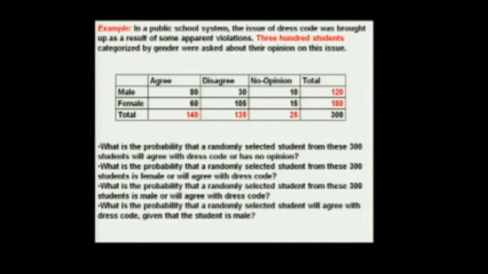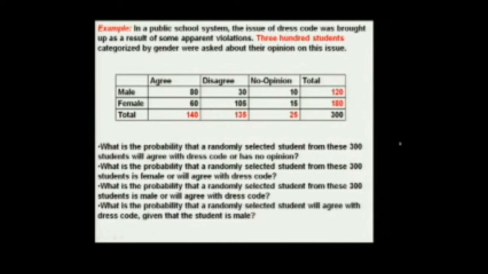Here is another example. We'll go over it real quickly. In a public school, the issue of dress code was brought up as a result of some apparent violations. 300 students categorized by gender were asked about their opinion. We have again male and female in this column. That's one category. And the other category is whether the students agree, disagree, or there is no opinion. You can see here we have more divisions of the category, not 2 and 2 like the previous example.